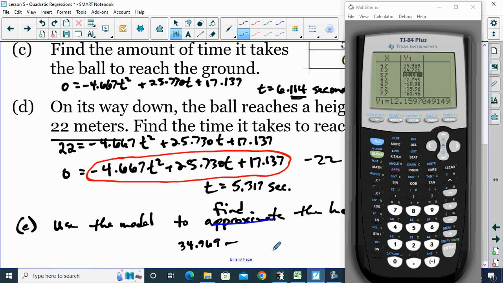Another option on finding a y value for a specific x is go to second calculate, second trace, the pull-up calculate, go to number 1, which is value. It wants to know what x value do we want. We wanted 4.7, and it'll give us the y value, 34.969. Same answer we got this way.